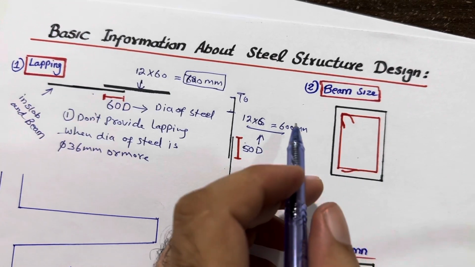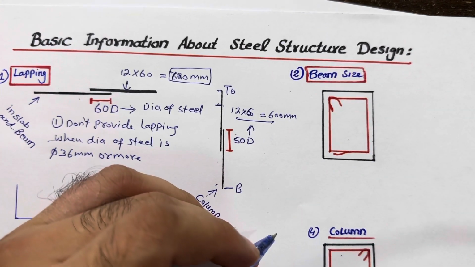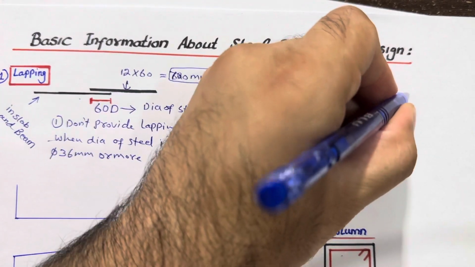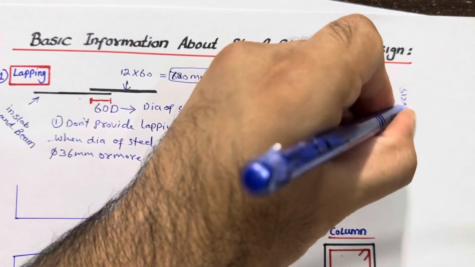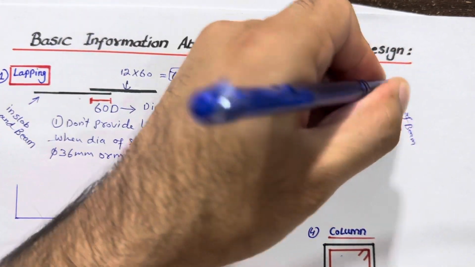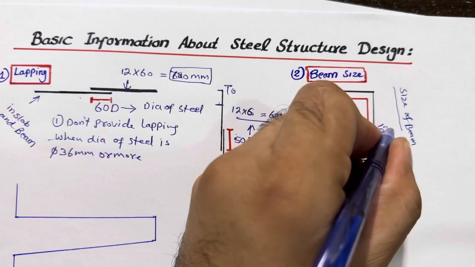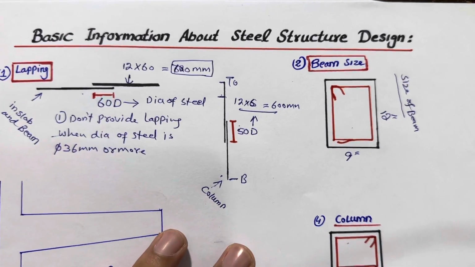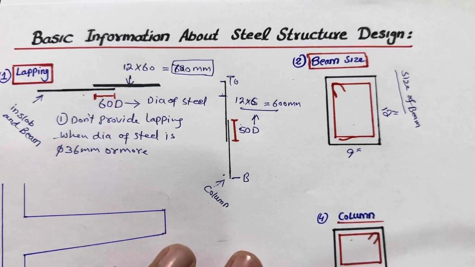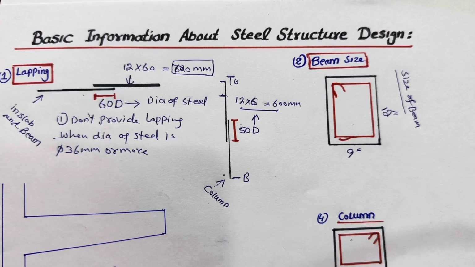Next guys, the second one, the beam size for a normal residential building, if that is G+1 storey or ground floor, so don't use a beam size less than 9 inches by 12 inches. It should be minimum. If that is ground floor or first floor, 9 by 12 inches is the minimum size of beam. If this is plinth beam or floor beam, this is the minimum size.